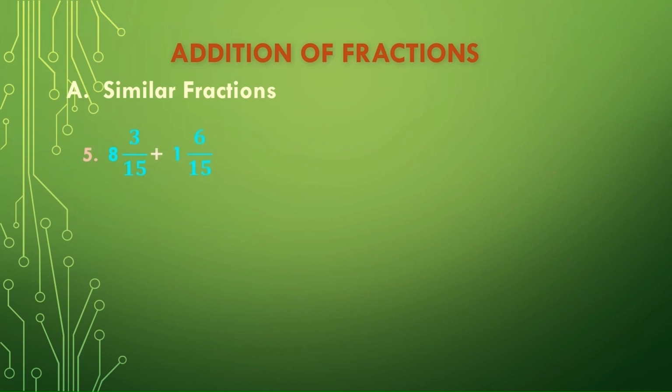Number 5, 8 and 3/15 plus 1 and 6/15. First, let's make sure that the denominators are the same. Since the fractions have the same denominators, we can now add them. Let's first add the whole numbers. 8 plus 1 is equal to 9.